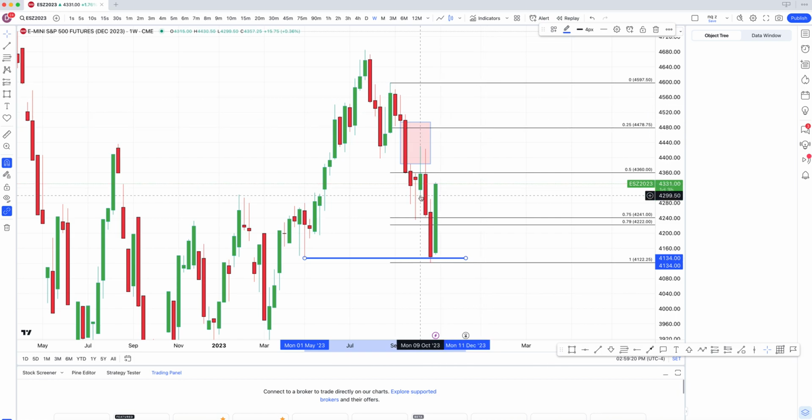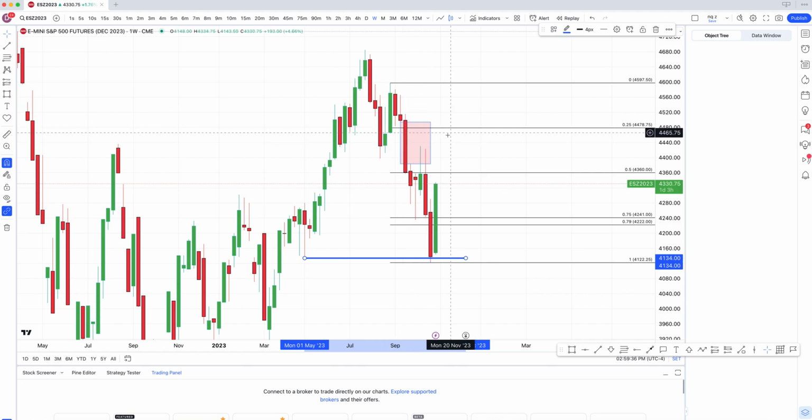So premium is basically like what I've been showing in the last couple of videos, where you get equilibrium versus discount and then equilibrium versus premium. So now we're forcing our way up into premium. We have to be paying attention up here.